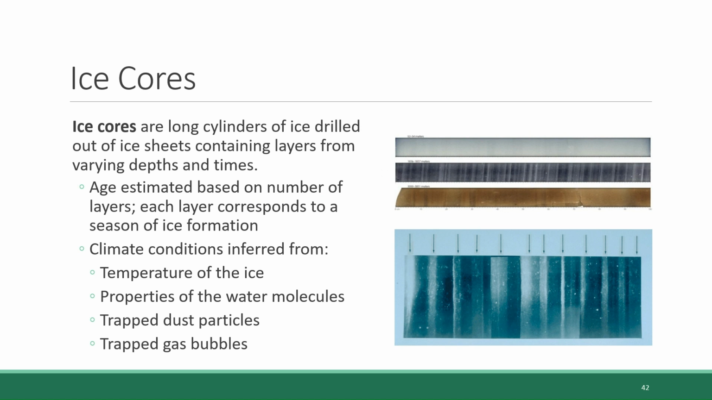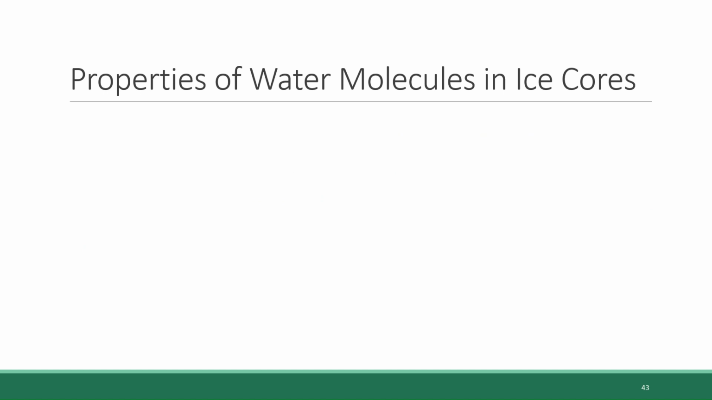So let's talk more about the type of information these variables provide. We'll start with what we can learn from the properties of the water molecules that make up these ice core layers. The chief property of water molecules that provides information about climate is their mass. Not all water molecules weigh the same amount. There is a natural variation in the weight across water molecules because these molecules contain different isotopes of oxygen.